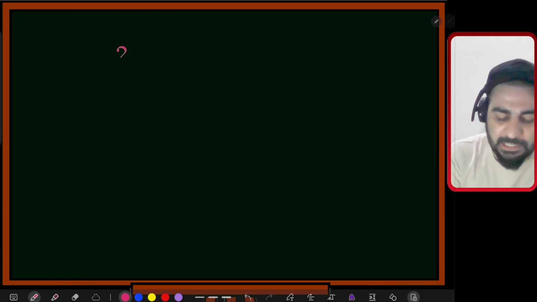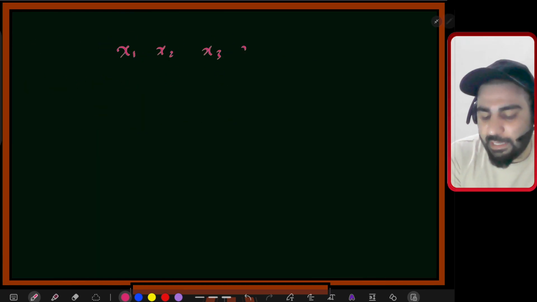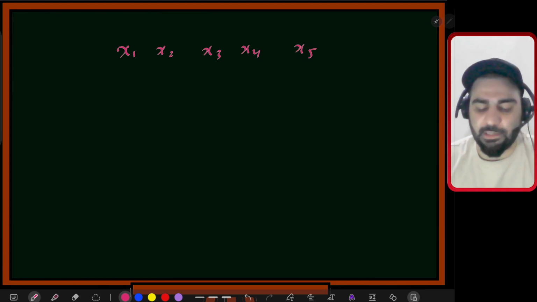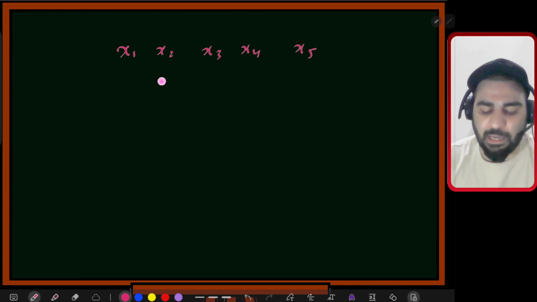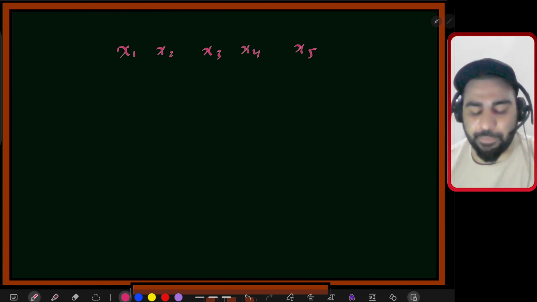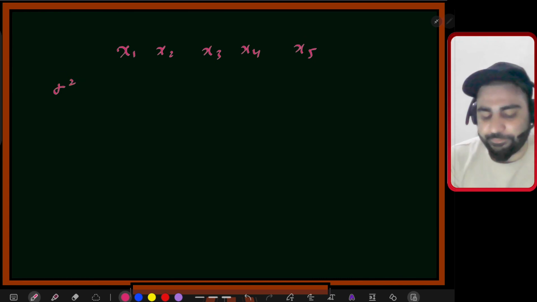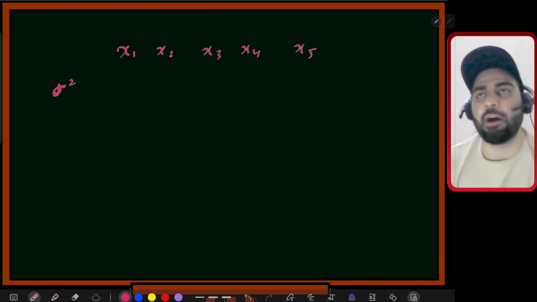So you have this perfect sample, let's suppose x1, x2, x3, x4 and x5. Let's suppose you have been given a probability mass function and, according to that probability mass function, you took a perfect sample. So now you want to compute the variance. Usually variance is represented by sigma square. This is how variance is represented.